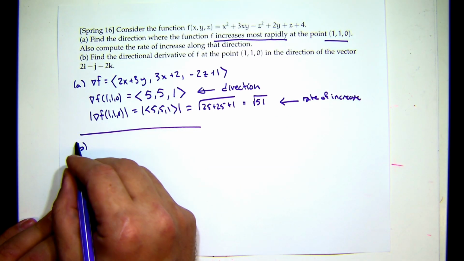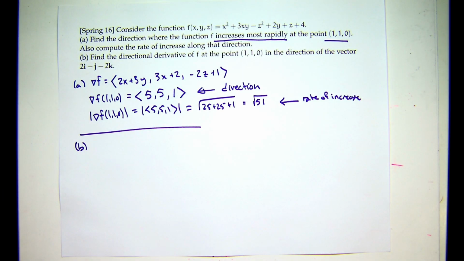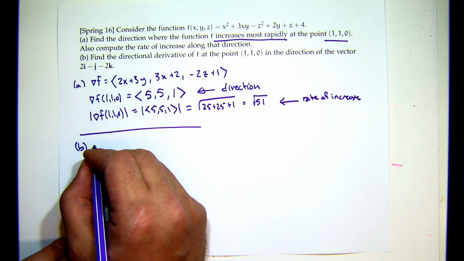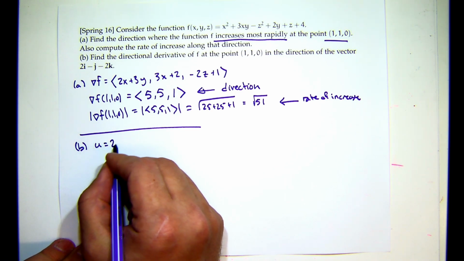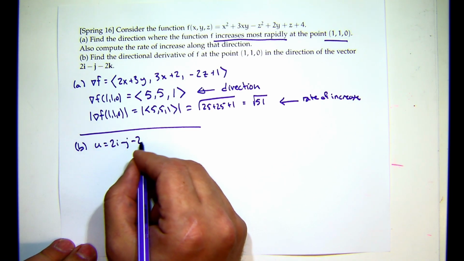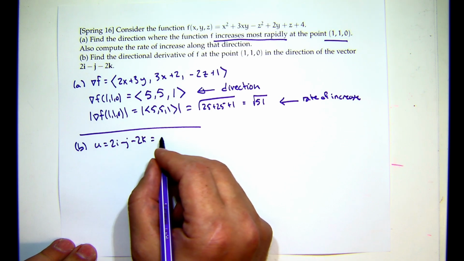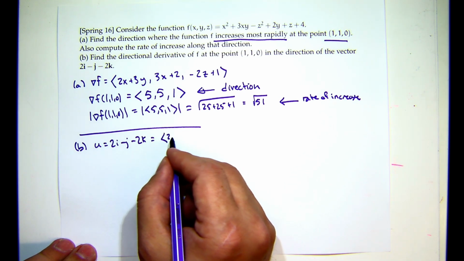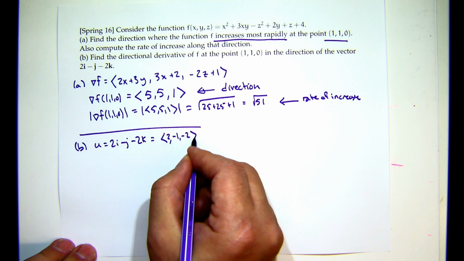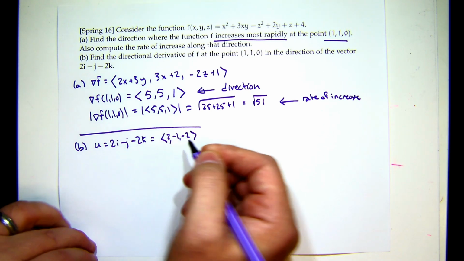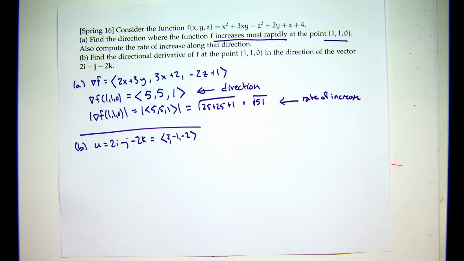Part B. Well, it says find the directional derivative at the same point in the direction of the vector 2i minus j minus 2k. So u is 2i minus j minus 2k, which, by the way, if you like, you can write that as 2, minus 1, minus 2. These are the same thing. Work in whatever you're comfortable in, but be willing to adjust.